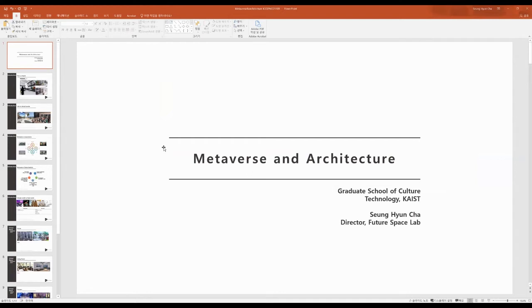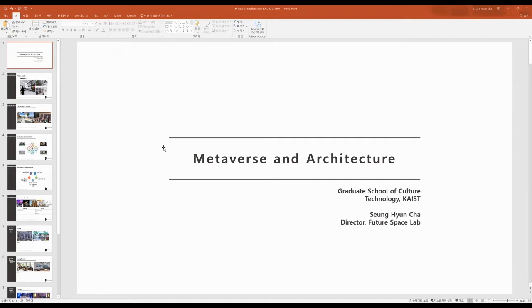My name is Seung Hyun CHA, and I'm an associate professor at the Graduate School of Cultural Technology, KAIST. I'm also leading the Future Space Lab at KAIST. We focus on research related to the prediction of the future space, how we can make a more comfortable future space, and we are also interested in the 3D display room and the metaverse.